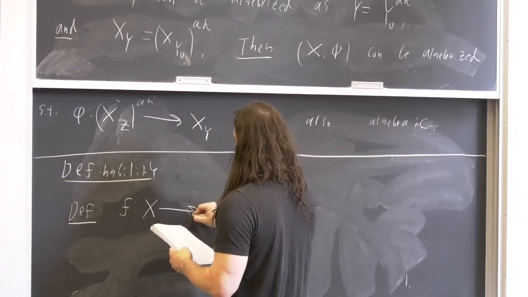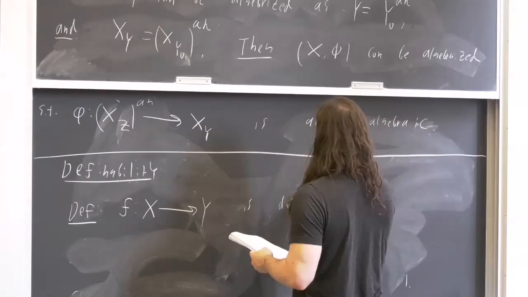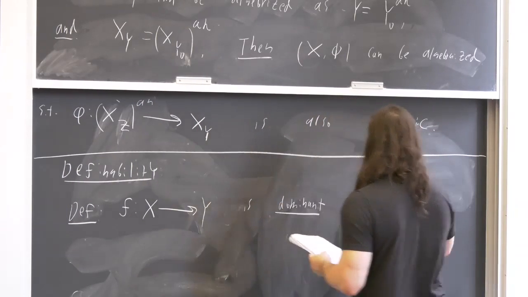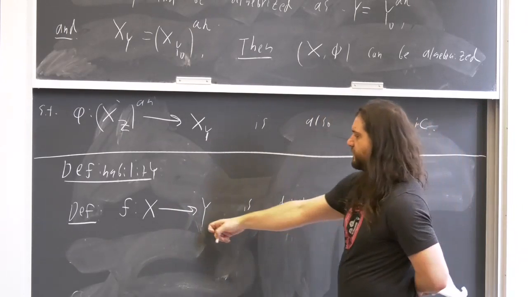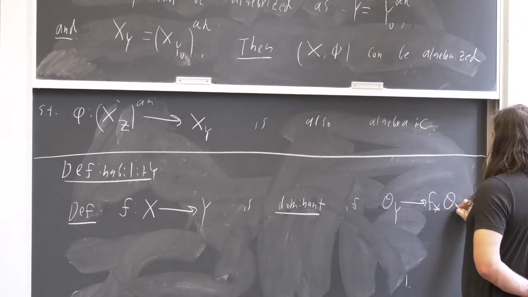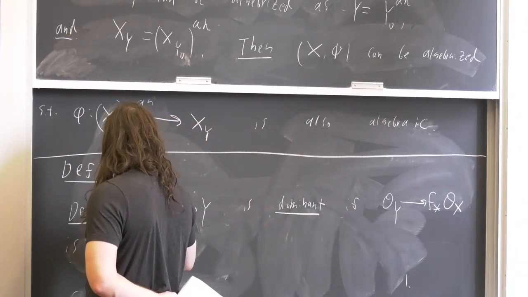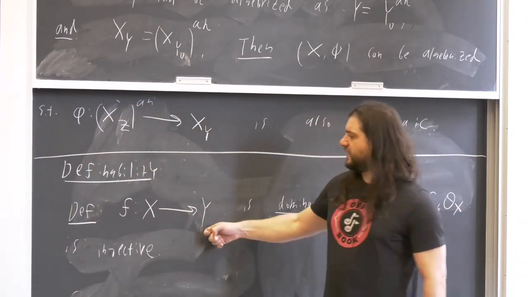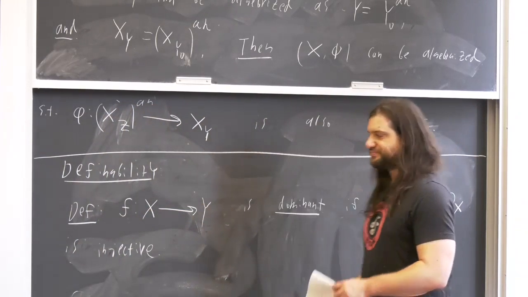So we say a map between two spaces is dominant if, I'll write it this way, the sheaf of functions here mapping to the pushforward of the sheaf of functions here is injective. A fancy way of saying a function here can't pull back to 0 without being 0 itself.